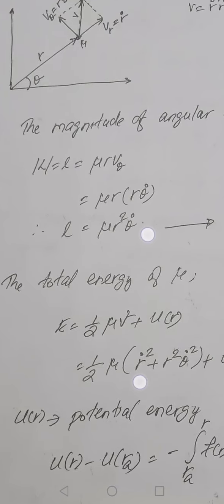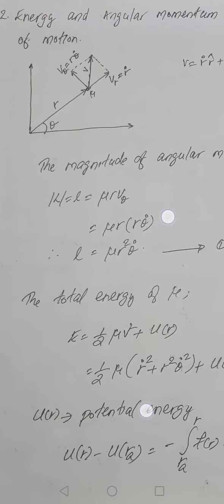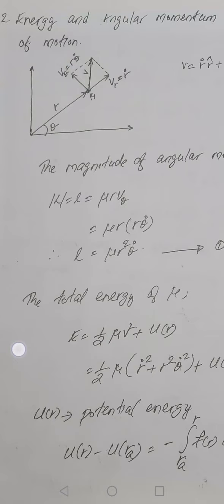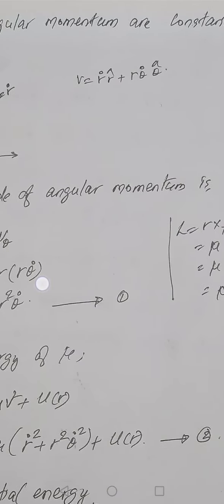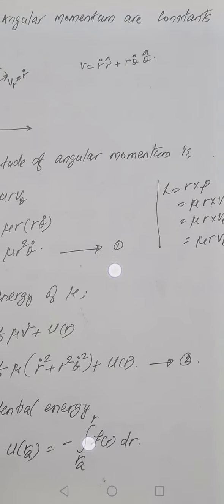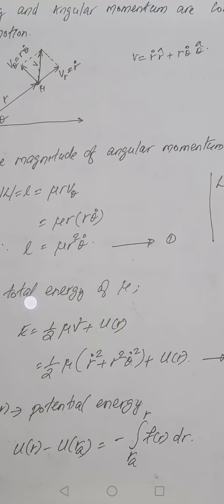Now I am using energy conservation. Since angular momentum is constant, E is equal to kinetic energy plus potential energy, that is half mu v squared plus u of r, where half mu v squared is half mu times r dot squared plus r squared theta dot squared. Here v squared is the dot product v dot v, which is r dot squared plus r squared theta dot squared. Therefore, E is half mu times (r dot squared plus r squared theta dot squared) plus u of r.